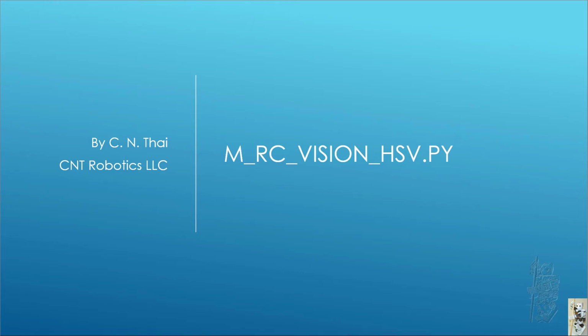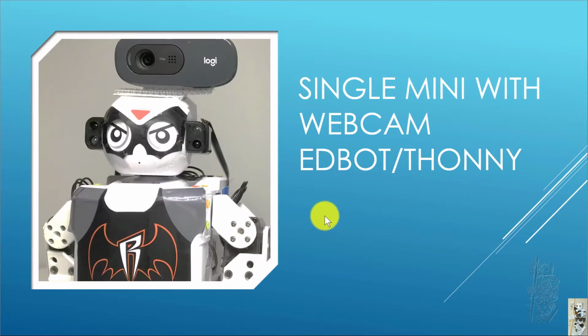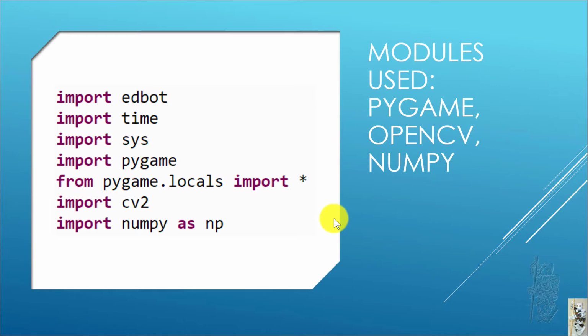Hello everyone, this is a demonstration of the Python code RCVision HSV. In this one I'm using a single mini with a little webcam, Edbot and Anthony. The extra modules we use are Pygame, to get some graphics and keyboard interaction captured, OpenCV to do some image processing, and also NumPy to do some fancy array processing.